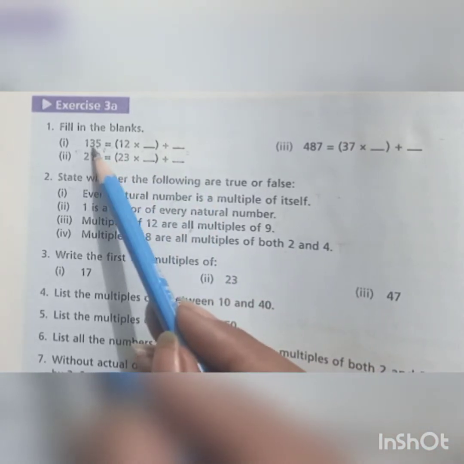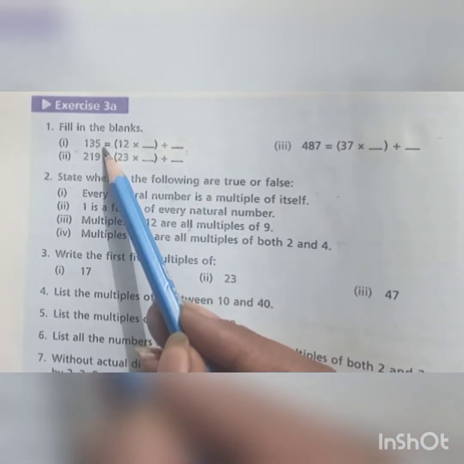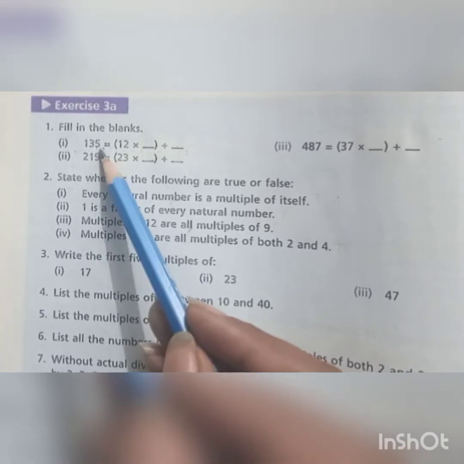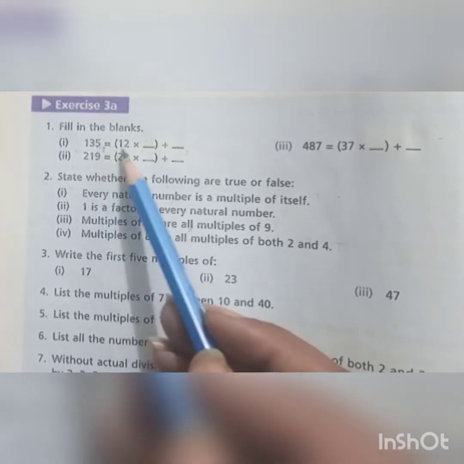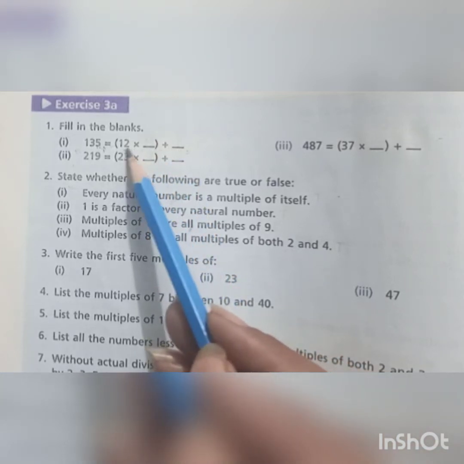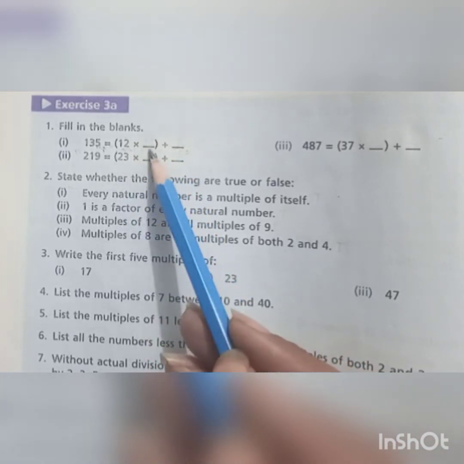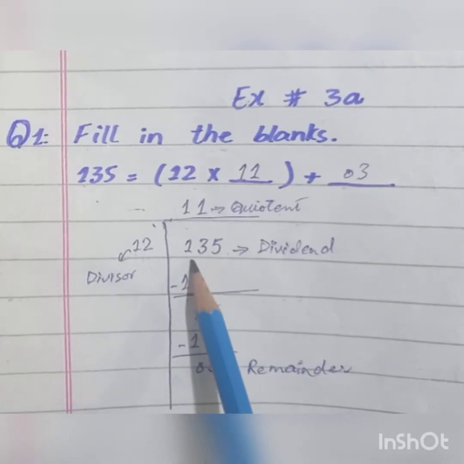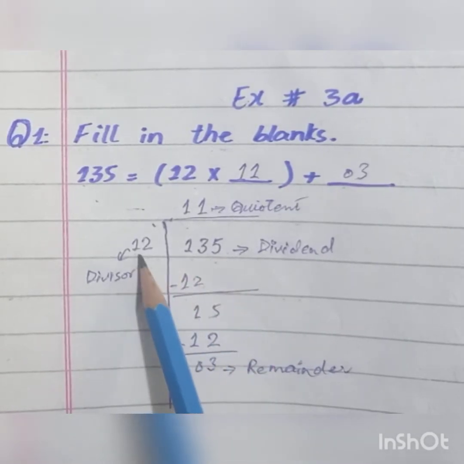As we can see here, 135 is the dividend, and we have also studied the formula about the dividend, that is equal to divisor multiplied by quotient plus remainder. Here 12 is the divisor. So let's solve and see what numbers should be in these blanks. Here we can see that 135 is the dividend and 12 is the divisor.